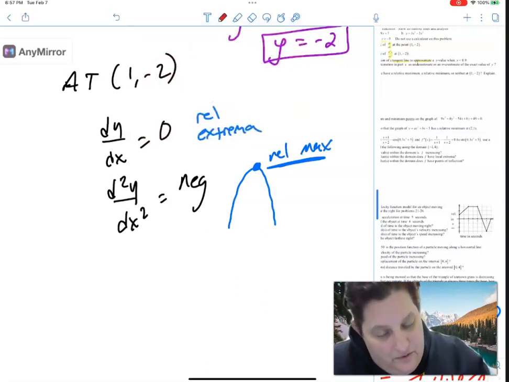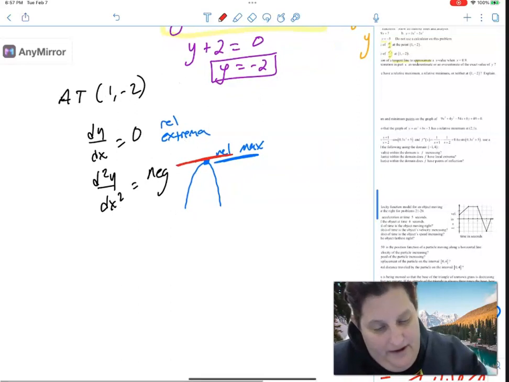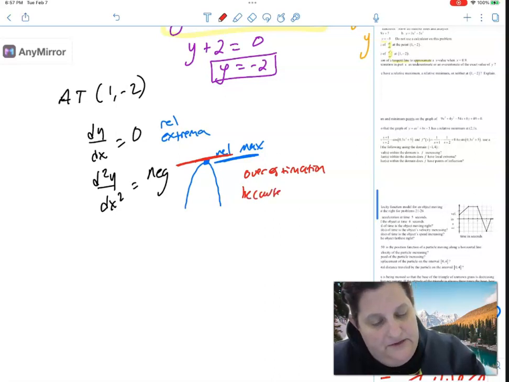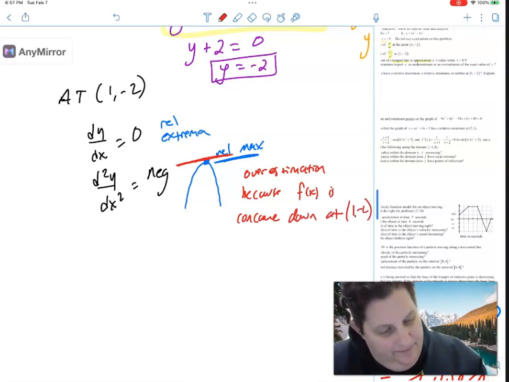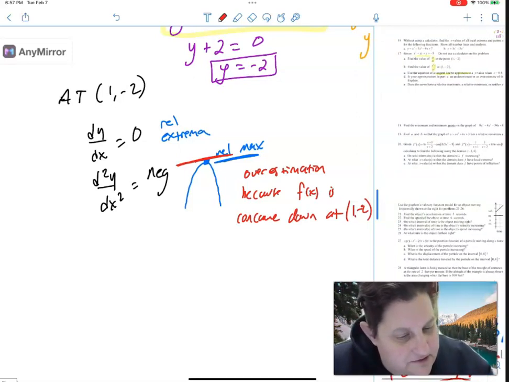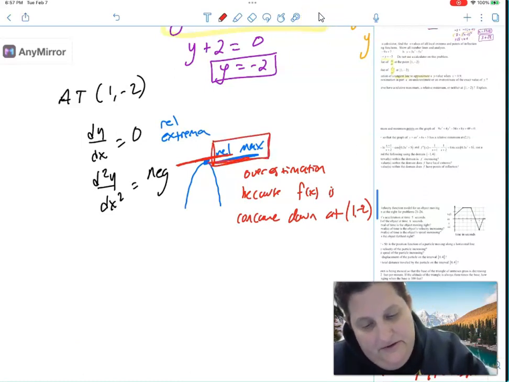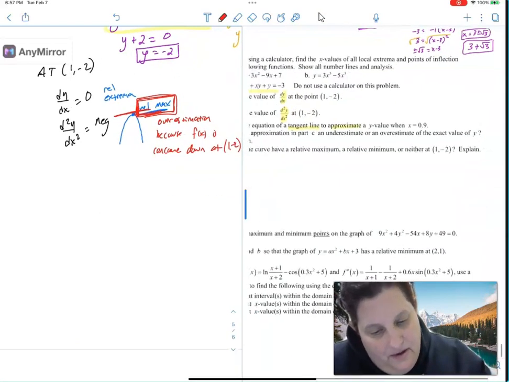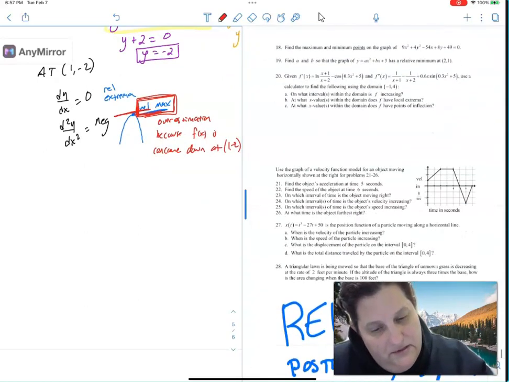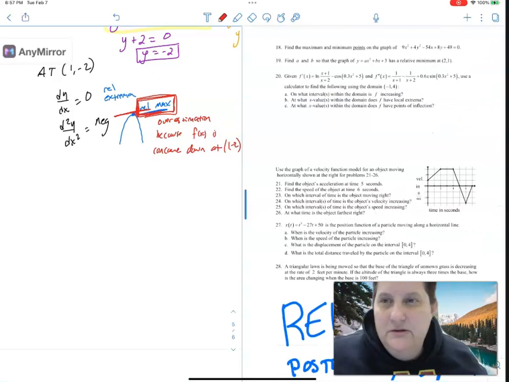Now, if I were to do a tangent line approximation on this relative max, because of the concavity, this point is going to be an overestimation because f of x is concave down at the point 1, negative 2. So that's going to be an overestimation. Does the curve have a relative max, min, or neither? We just said that it has a relative max because it's concave down. Sweet. So hopefully that makes sense.